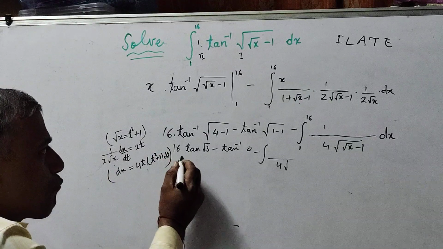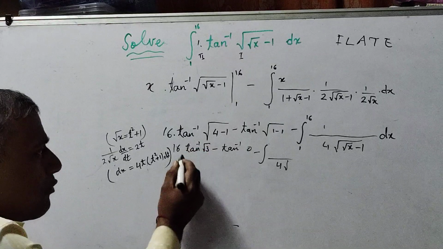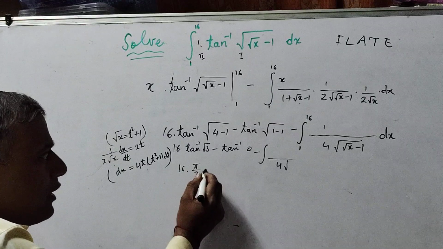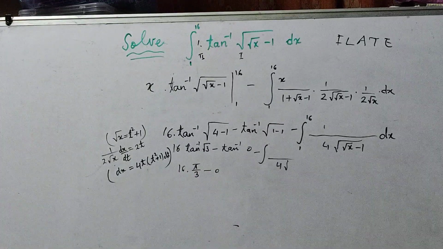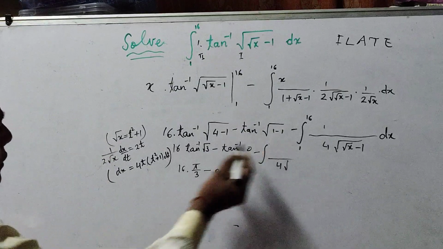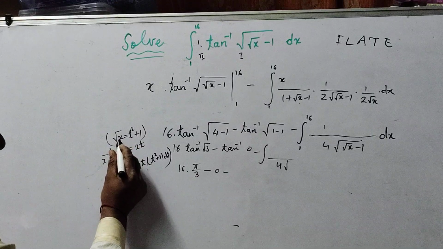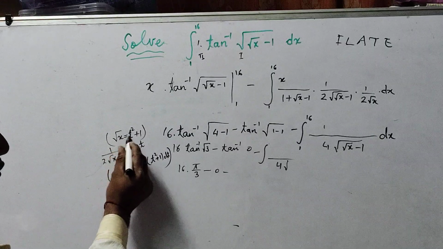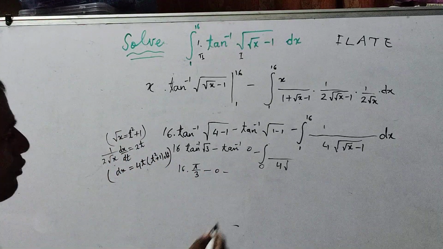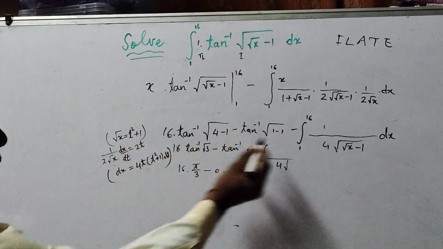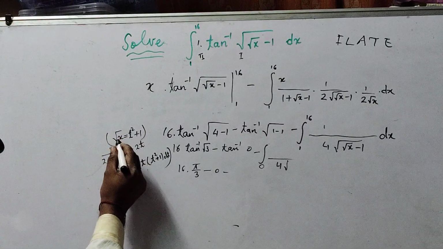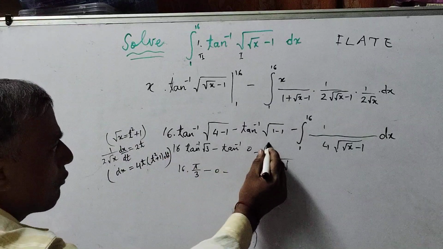So now tan inverse of square root 3, its value is pi by 3, and tan inverse 0 is 0. Now we change the limit. When x was 1, square root 1 is 1, so t square plus 1 equal to 1, the 1 cancels out, t square equal to 0, that means t equal to 0. If we plug in 16 for x, square root 16 is 4, subtract 1 from both sides, so t square equal to 3, so t equal to square root 3.